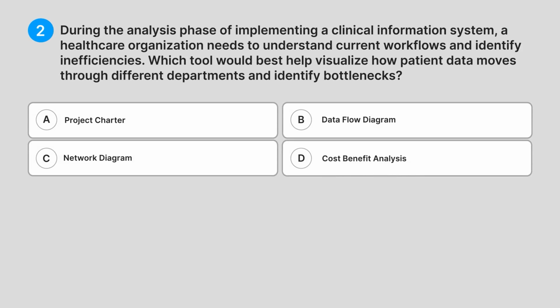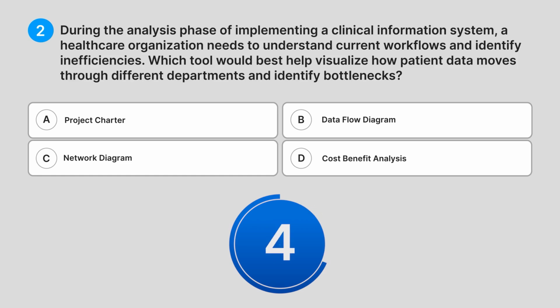2. During the analysis phase of implementing a clinical information system, a healthcare organisation needs to understand current workflows and identify inefficiencies. Which tool would best help visualize how patient data moves through different departments and identify bottlenecks? A. Project charter. B. Data flow diagram. C. Network diagram. D. Cost-benefit analysis. Do you know the answer?